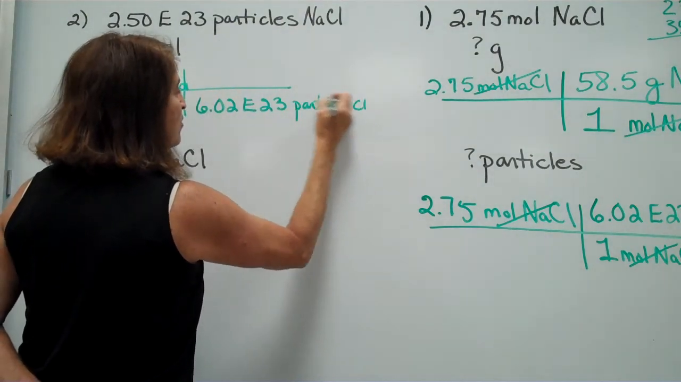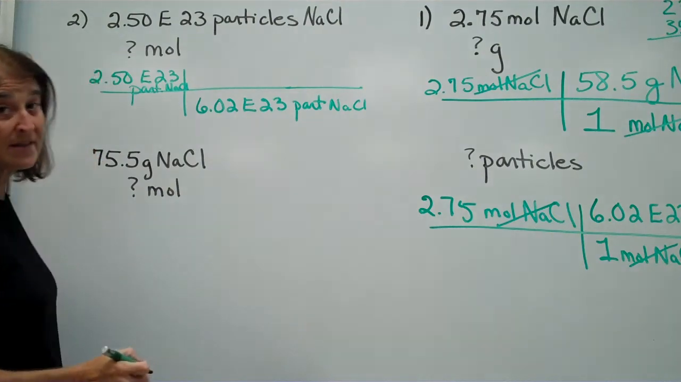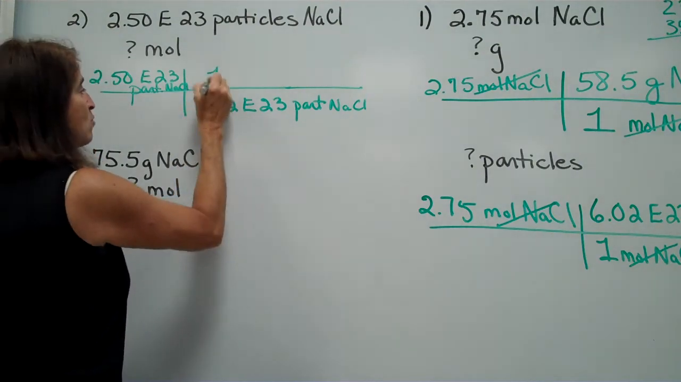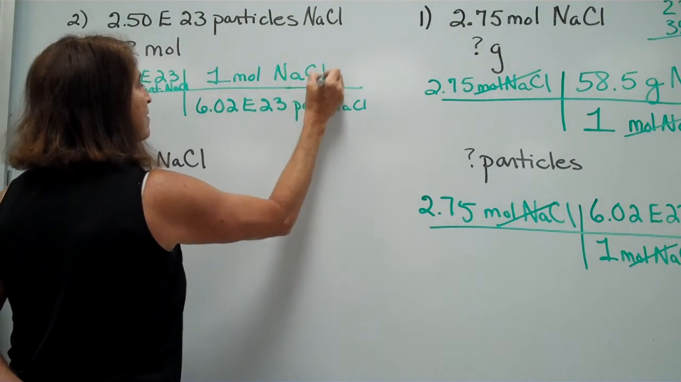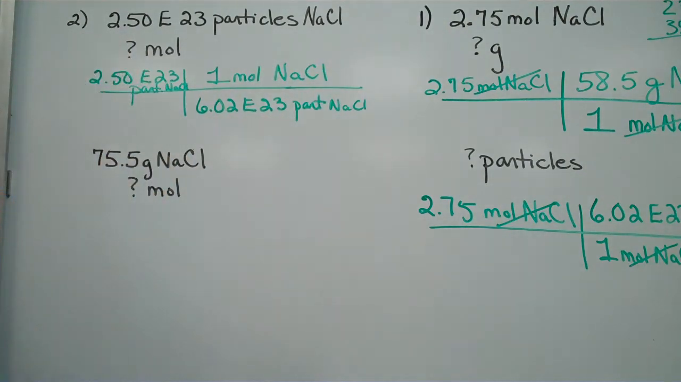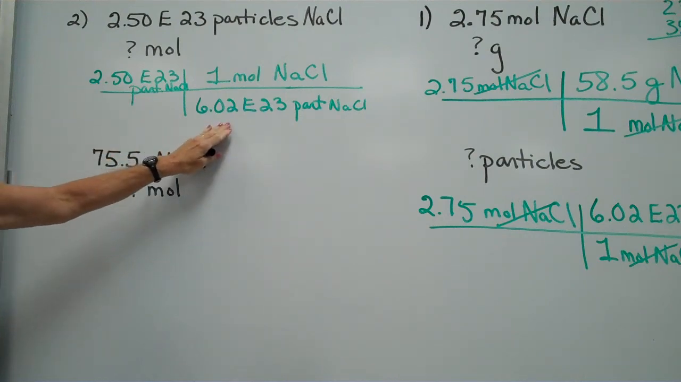It helps to keep up with your units as the year goes on. Things get more complicated. This is 1 mole of NaCl. So in this case, I would take my starting number of 2.50 times 10 to the 23rd, and I would be dividing it by 6.02.